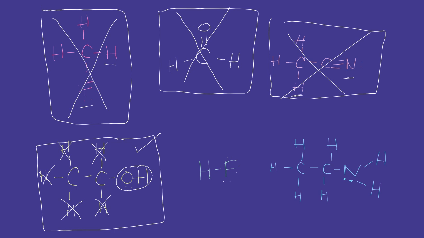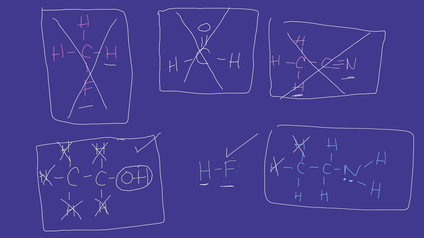So if we look here, the hydrogen is directly attached to the fluorine. Yes, this has hydrogen bonding throughout. The next one is another example of an organic molecule. So again, the hydrogens attached to the carbon cannot hydrogen bond. So we're going to cross those out.